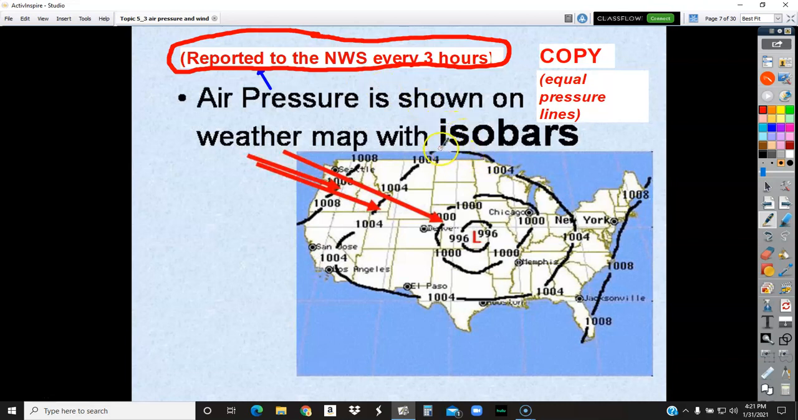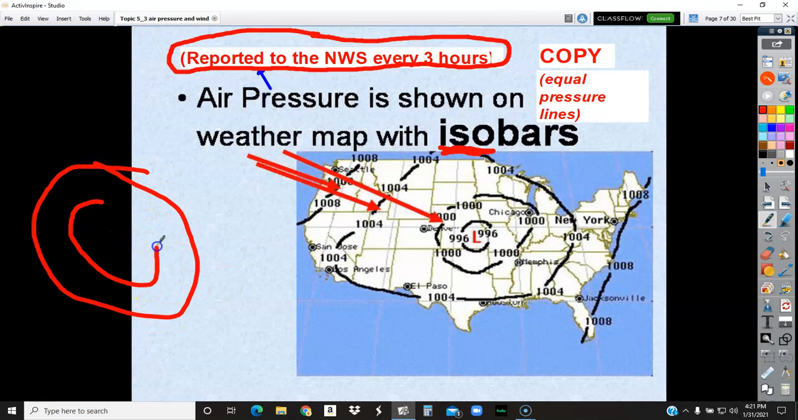Now, we talked about iso lines back in the fall when we did contour lines. If I wanted to show a hill, it was a circle inside a circle inside a circle to show a hill or a mountain. Those were equal elevations. So now, isobars, because the instrument that measures pressure is a barometer, isobars connect equal pressure.